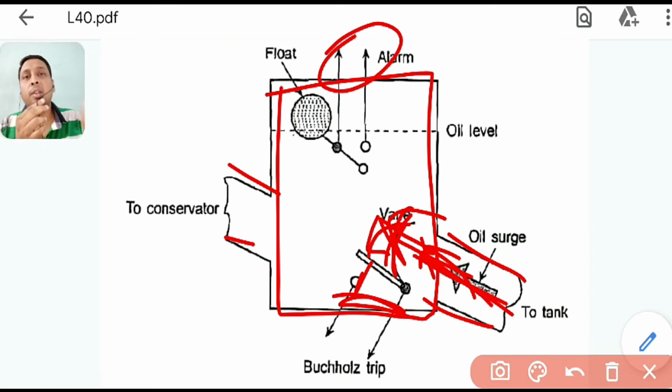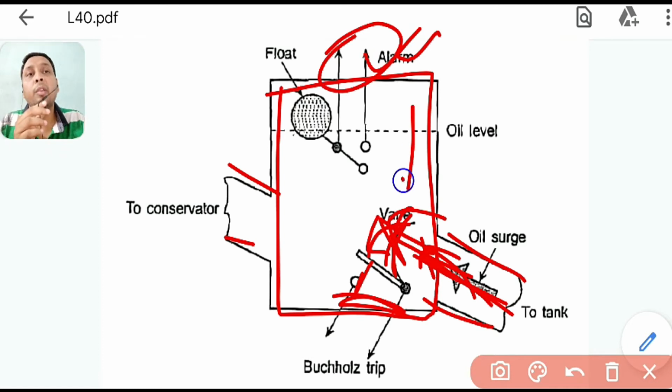Suppose there is an oil leakage and the oil level is falling. Oil leakage is not an event where you need to take prompt action. You need to take action, but you do not have to trip at that particular moment. You can fill the oil after some time. So that's why it is connected to the alarm.